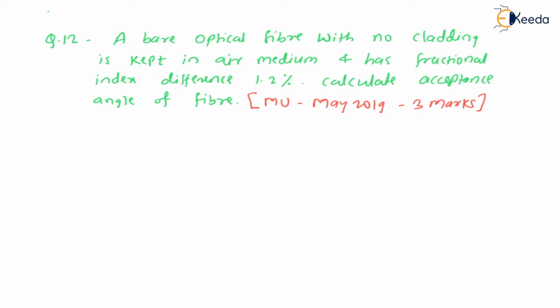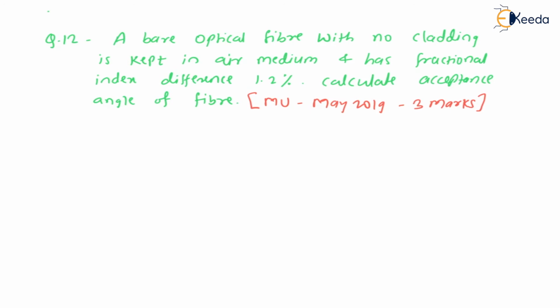The question is, what? Here it is a bare optical fiber with no cladding, and that optical fiber has been kept in air medium. Again, they have mentioned that the fractional index difference is 1.2%, and we have to find out the acceptance angle. This question was asked in May 2019 for 3 marks.